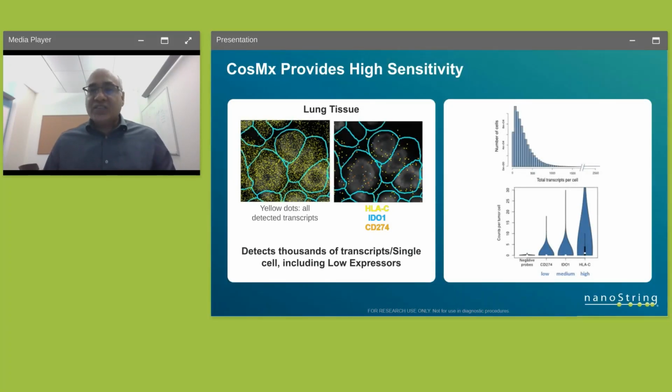Additionally, CosMx has very high sensitivity. It enables detection of low expressors, medium expressors, as well as high expressors. CosMx has a very high dynamic range of around 5 logs and enables detection of hundreds of transcripts per cell.